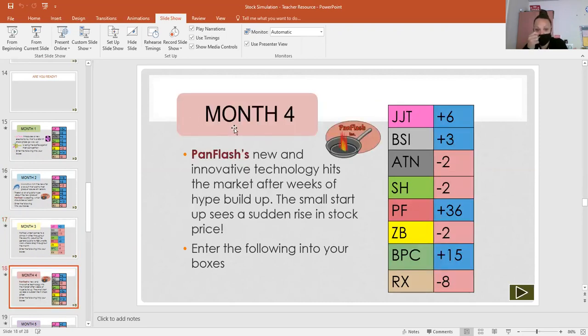Pan Flash's new and innovative technology hits the market after weeks of hype buildup. The small startup sees a sudden rise in stock price. So PF went up $36 this month. JJ's Toys up 6, BSI up 3, ATN -2, SH -2, PF +36, Zuberant ZB -2, BPC +15, and RX is -8.